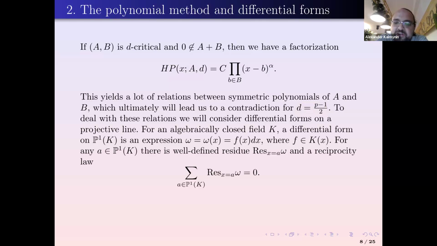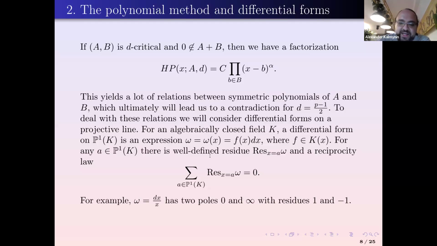Suppose we have some algebraically closed field K and a differential form f of x times dx. f is a rational function, and dx is, well, a formal expression. For any a in the projective line, we have the well-defined value of the residue at this point, and we have the reciprocity law, which says that the sum of all residues is 0. So this is obviously very well known for, say, compact Riemann surfaces, but it is also true for all smooth projective curves over algebraically closed fields. But now we have just a projective line, and the proof of this result is completely elementary.